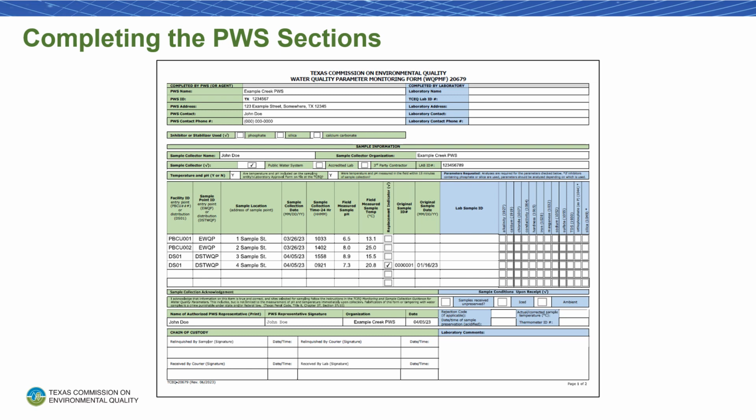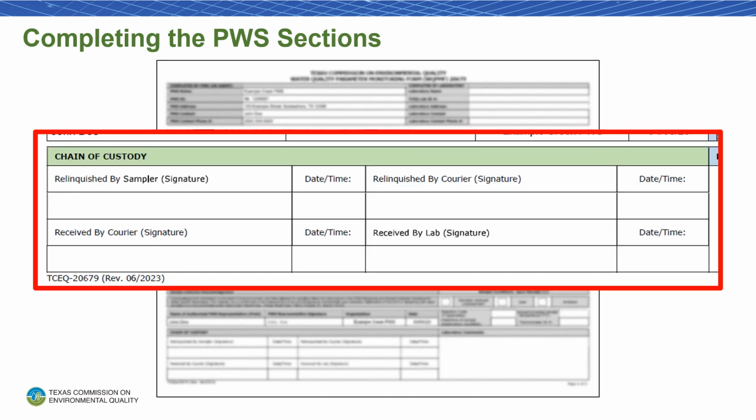Finally, we'll fill out the chain of custody information. The chain of custody records who has had possession of your samples, and every time they change hands, you need to document who takes possession of your samples and when. For each transfer, you will need to include the signature of the person relinquishing the samples, the signature of the person receiving the samples, and the date and time the samples were transferred.